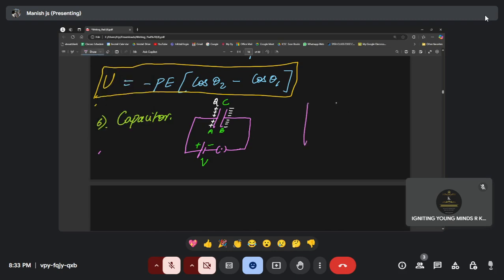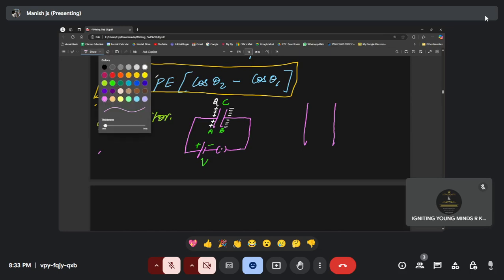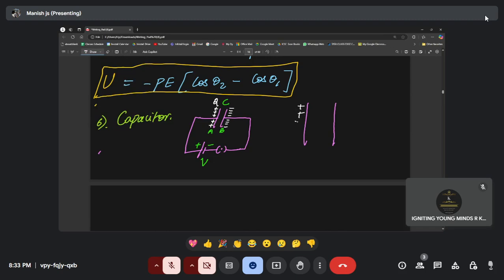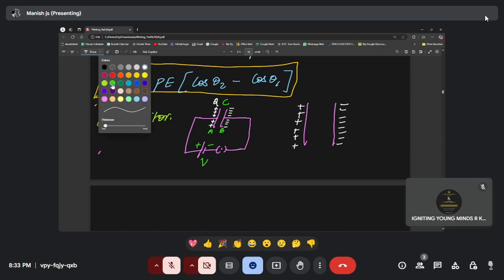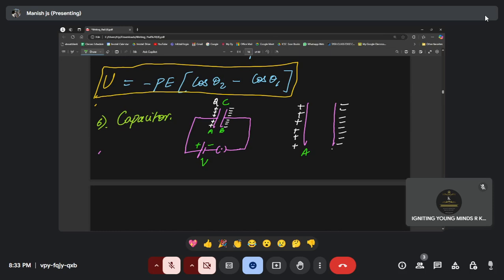So this is plate A and plate B. Plate A is positively charged. I'm showing positive charge here, children. It is the same thing, I'm just drawing it a little bigger. And plate B is negatively charged. So this is A and this is B. Now, the charges are Q only. By default it is there, you can say plus Q here and minus Q here. Charge is in coulombs.